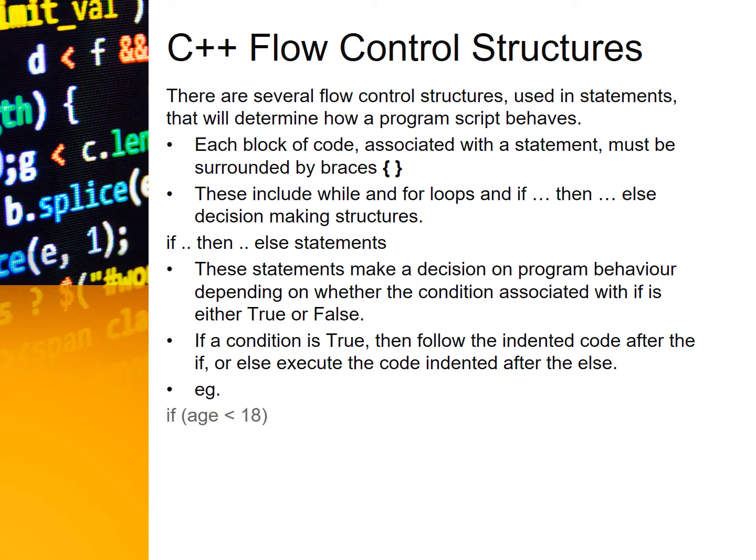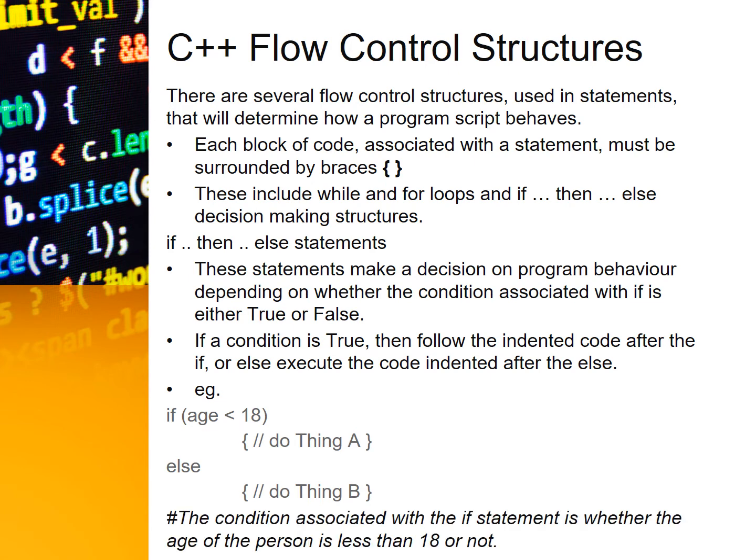So let's have a look at an example. If the age is less than 18, do thing A, whatever that is. So do this set of instructions. Again, they're surrounded by curly brackets or braces. Else, if it's not less than 18, if it's 18 or greater, then do thing B. So that really is the control of that decision making there. Effectively, this is determining whether someone is less than 18 or not.